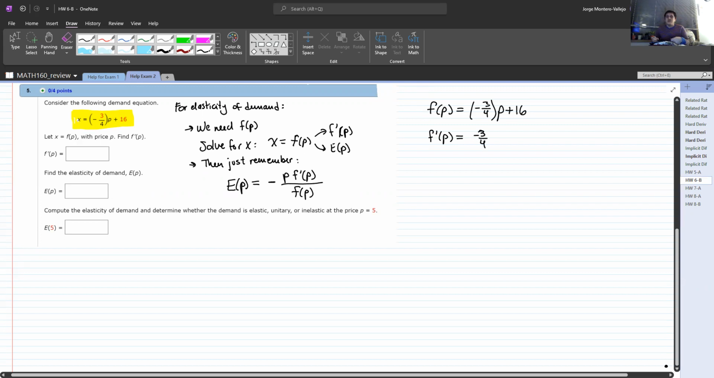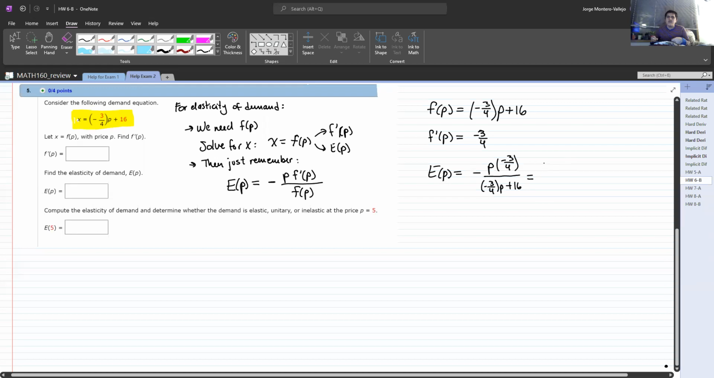And that's it, because the 16 goes to 0, right? So that's cool. The derivative is just a number, just a constant. So what we need to do next is plug in the formula for E of P as minus P, and then times the derivative, which is -3/4, and then divided by the function itself, which is -3/4 P plus 16. We can simplify this a bit more. We can multiply these two, the two minuses, and you get rid of the minuses, it becomes a plus.